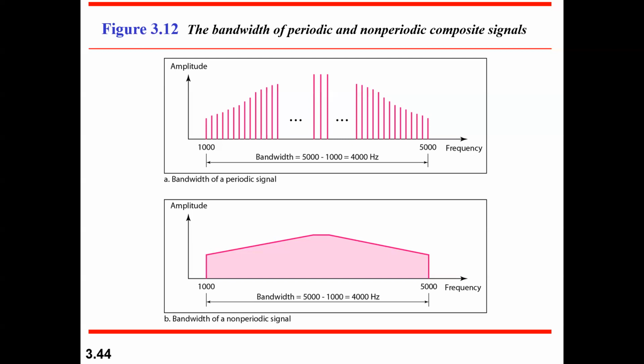The second one, right? It is showing the bandwidth of a non-periodic signal. So the smallest frequency in that case is 1000, and the highest frequency in this case is 5000. And the inner frequencies here, in between the highest and the lowest, are not known. They're real numbers. So that's why it's all shaded here.